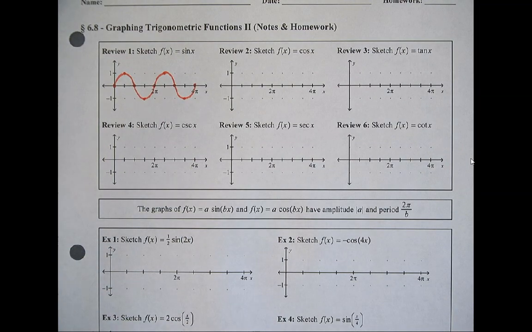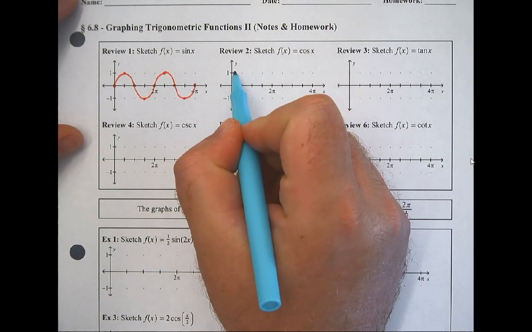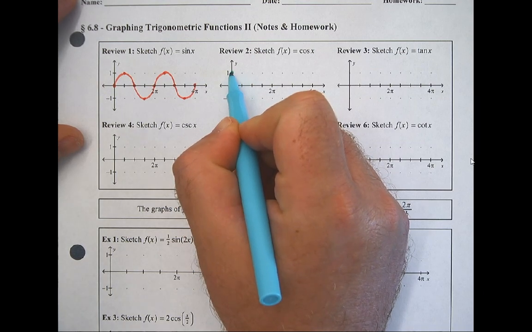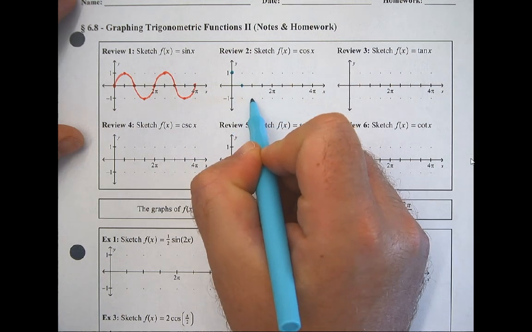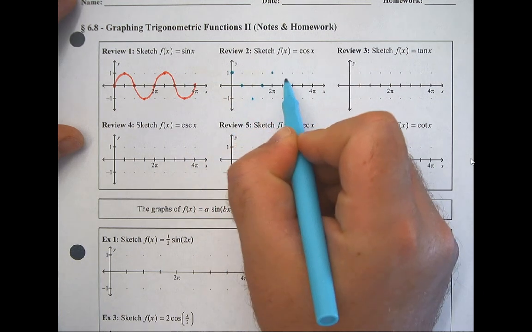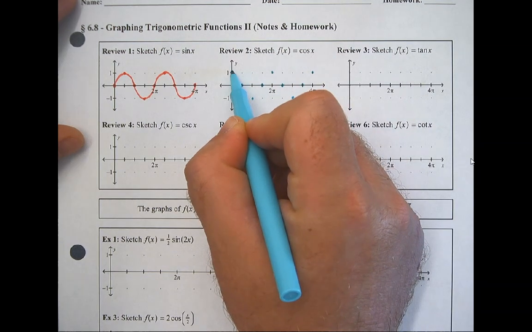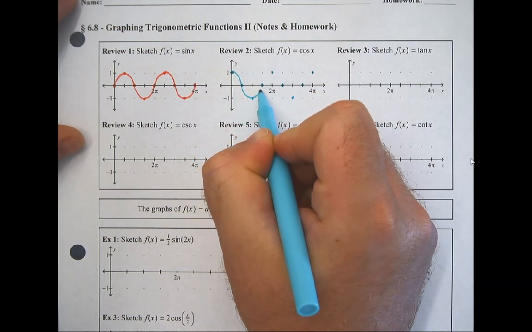Then we move on to cosine. Cosine looks at the x values. So at 0 radians, we have an x value of 1. And then as we rotate around the unit circle, we would get these as our x values. And then I would connect this all with a smooth curve.